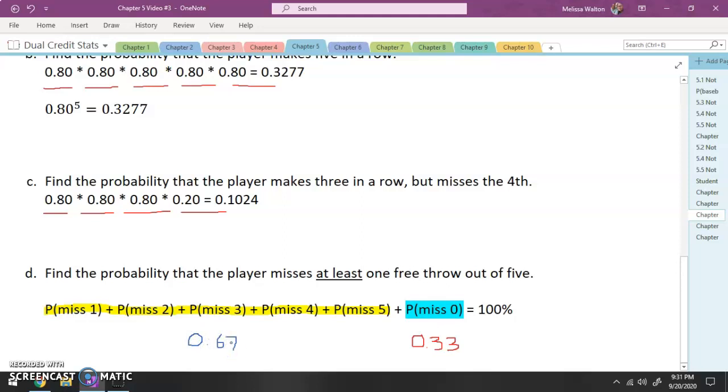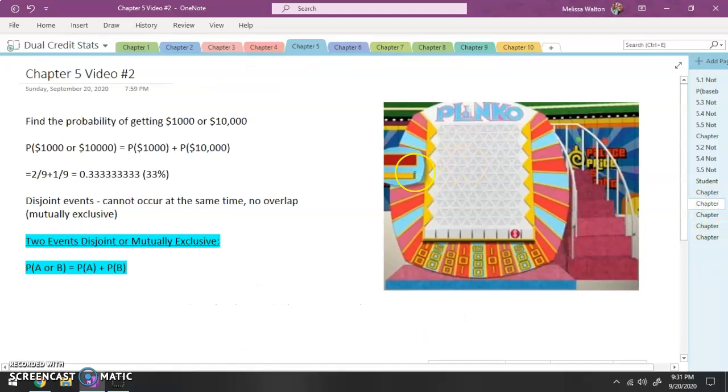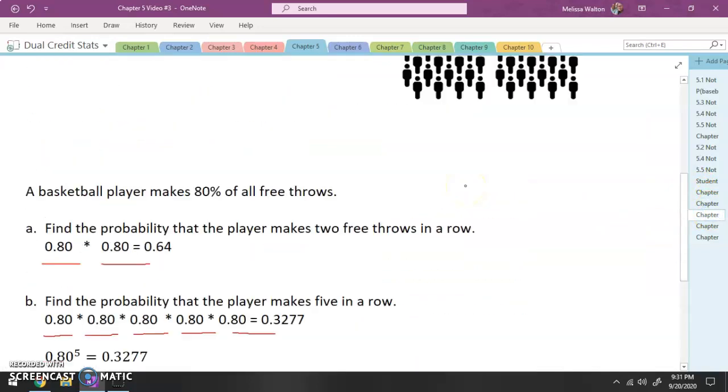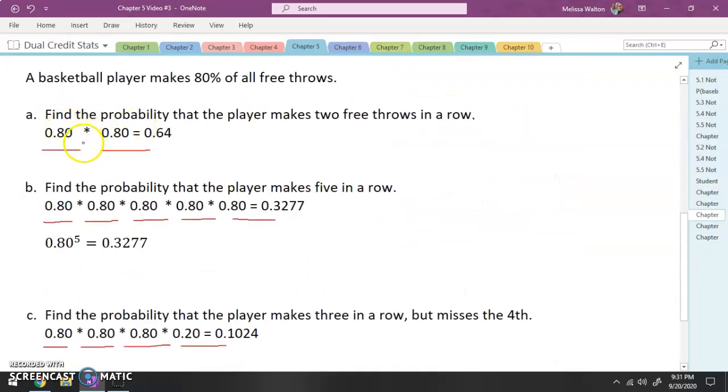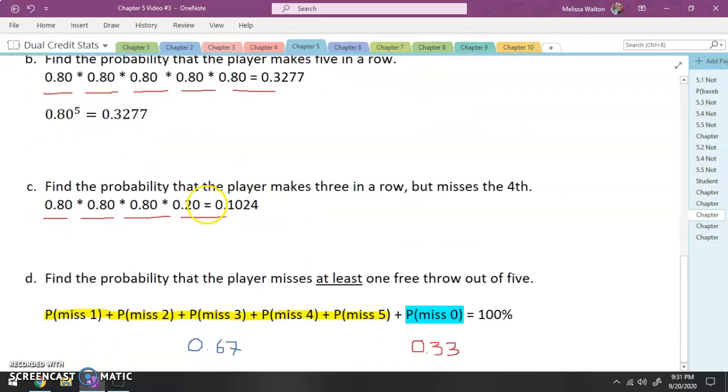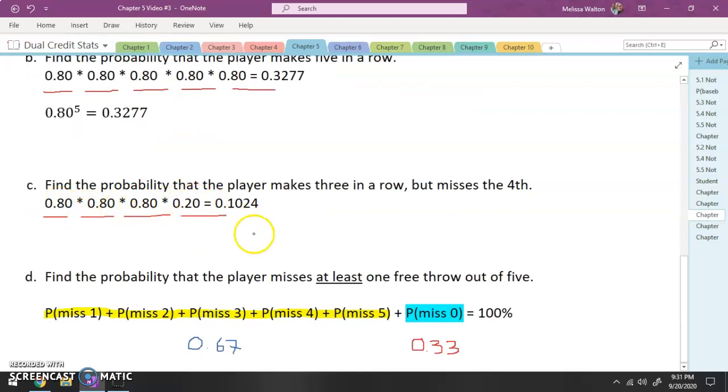All right, so here's what we did in this video. We discussed the multiplication rule. And we're not talking about probability of 2 separate things on one event. With this, we're talking about multiple events occurring in a row. Picking a freshman, extracurricular. Making 2 baskets, making 5 baskets, making 3 and missing 1, missing at least 1. So this is when you would utilize that multiplication rule.